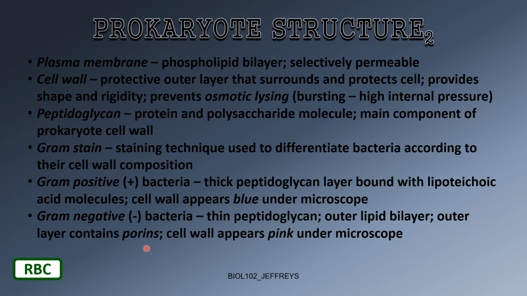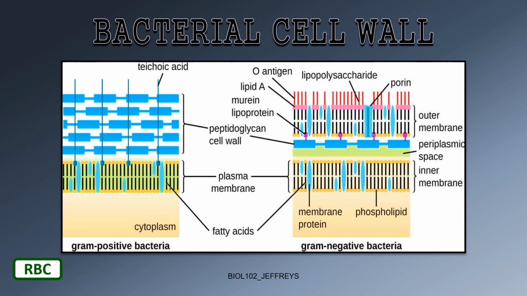passively by diffusion, simple diffusion. Just like you'll recall the pores in the nuclear membrane. So they're just pores, porins we call them. And in gram-negative bacteria, the cell wall appears pink under the microscope. So let me explain that. So here's the illustration from your text. Gram-positive over here, gram-negative over there.